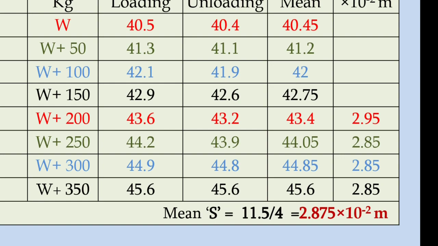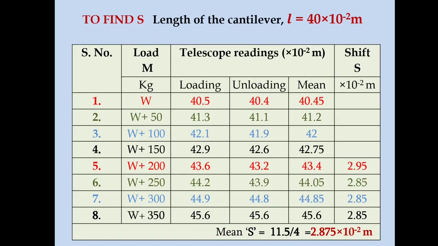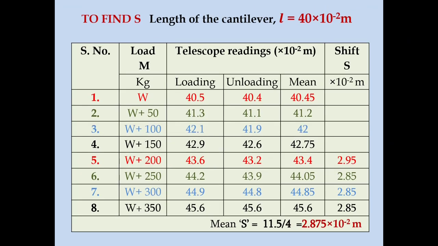So, we have 4 different shift values. The 4 shift values are almost the same. So, we can take the average of these 4 readings. Adding these 4 readings, 2.95 plus 2.85 plus 2.85 plus 2.85 gives 11.5. Then divided by 4 you will get the mean shift S as 2.875 centimeters or 2.875 into 10 power minus 2 meters. So, this shift corresponds to the length of the cantilever L equal to 40 centimeters.